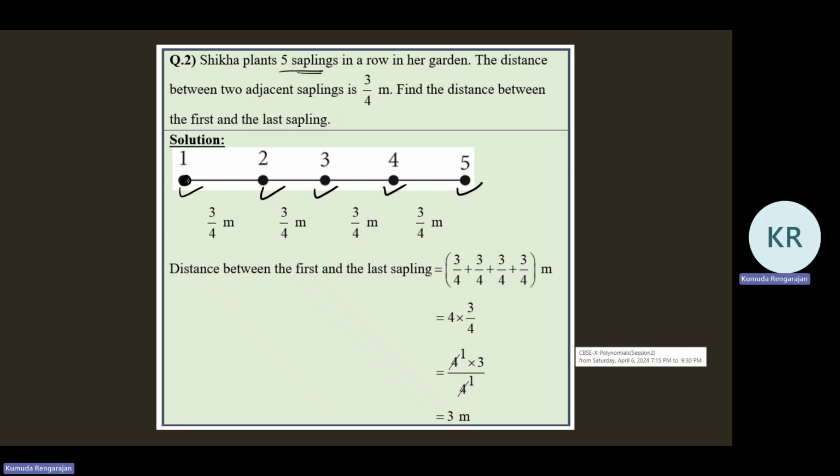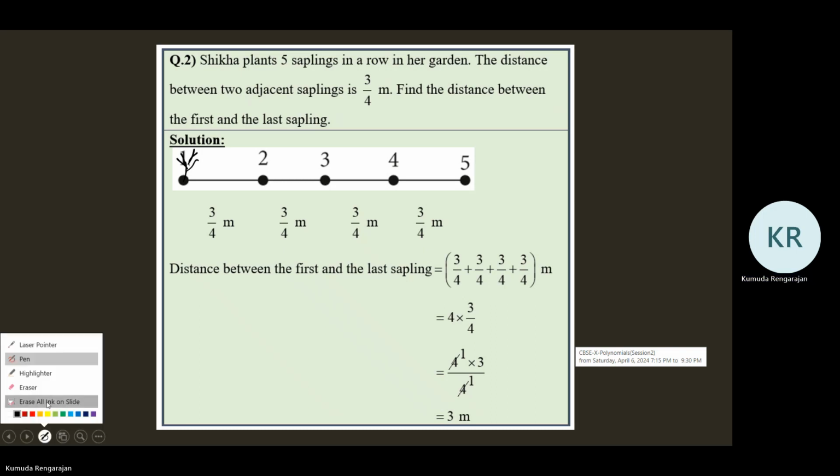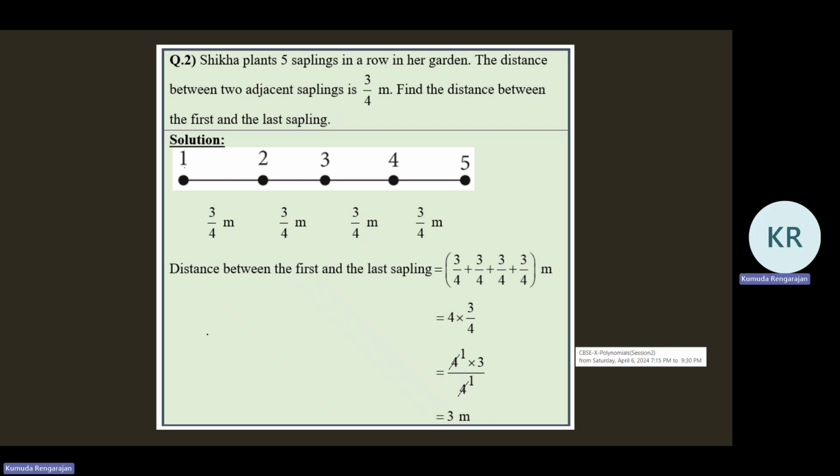Now you will say, what is this? This is a black dot. It's not a sapling. I have not drawn the sapling. The dot represents the sapling. So this is one plant, a small plant. You understand that? The dot represents the young plant. If you want, you can draw like this is one sapling, then this is the next sapling, like this. Okay. So the distance between two adjacent saplings is 3 by 4 meters.